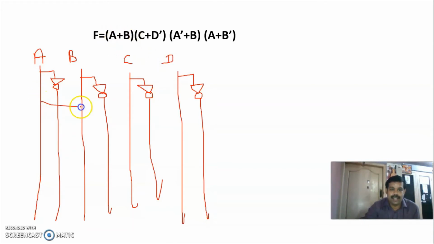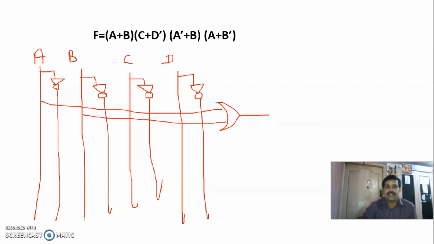Okay. So A plus B. You have to use an OR gate. You take one input from A and another input from B and you give it to an OR gate. Then C plus D bar. You take from C and D bar. You give it to an OR gate.